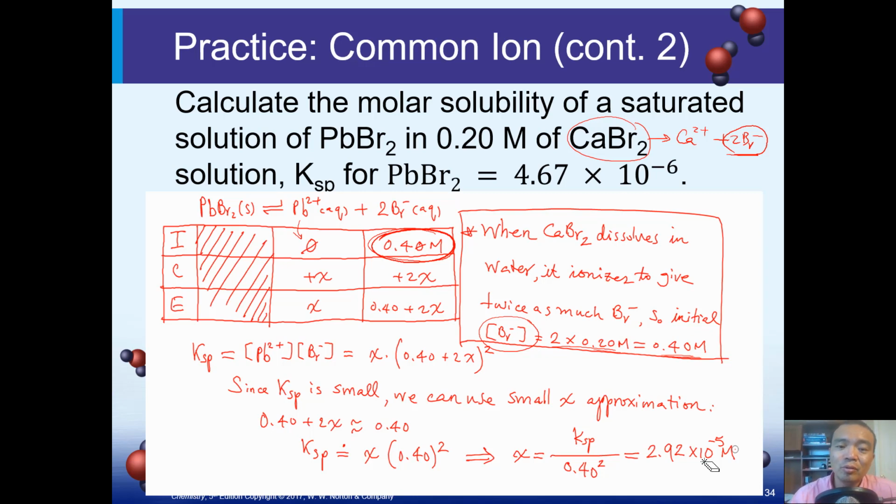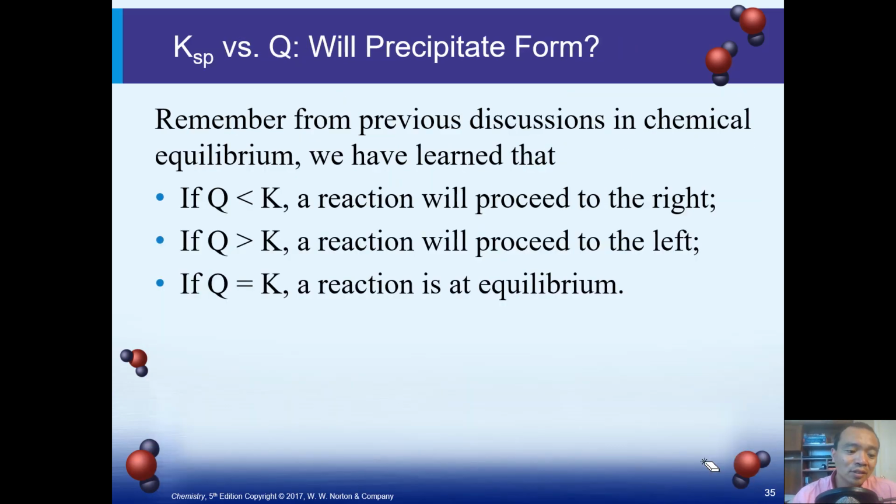We have one more topic before we conclude this chapter. In chapter 14, we learned one key criterion to judge whether the reaction is at equilibrium, or to which direction the reaction will shift, by looking at the relative magnitude of the reaction quotient Q compared with K, the equilibrium constant. And we have learned if Q, the reaction quotient, is smaller than K, the reaction will proceed to the right side.